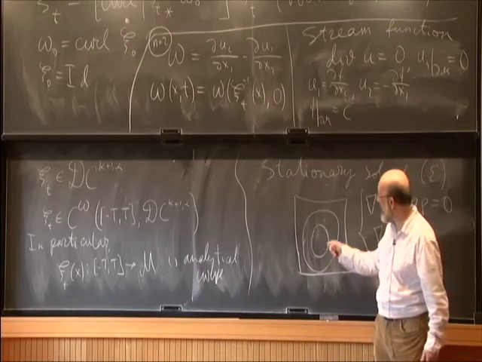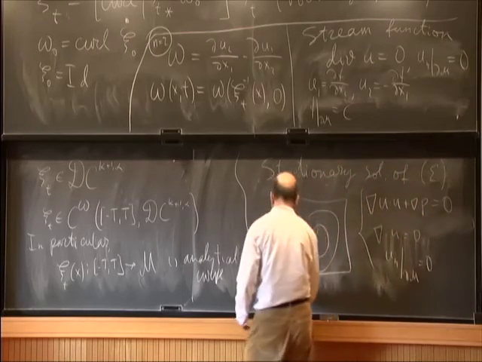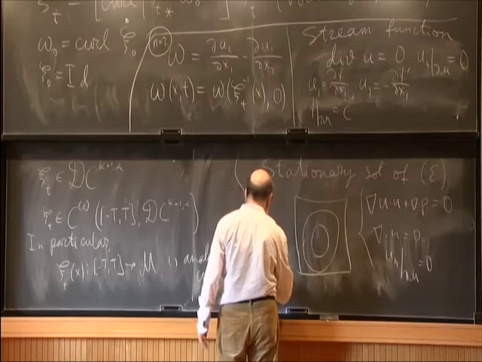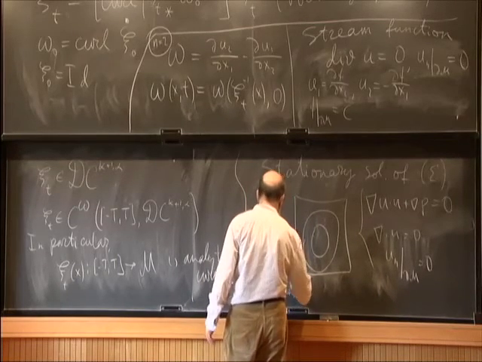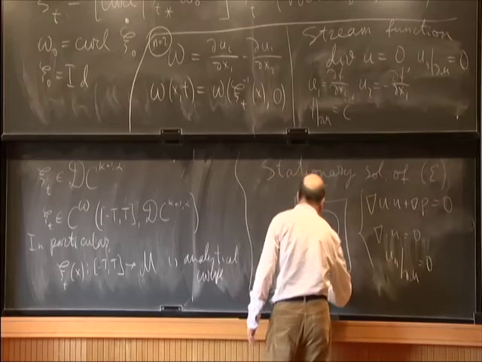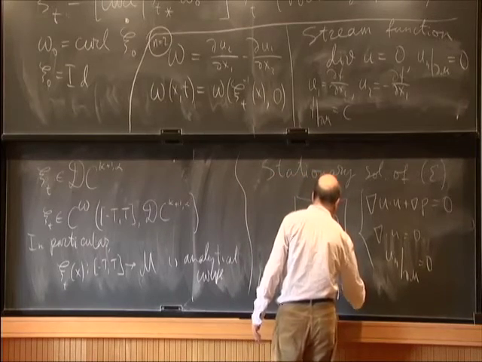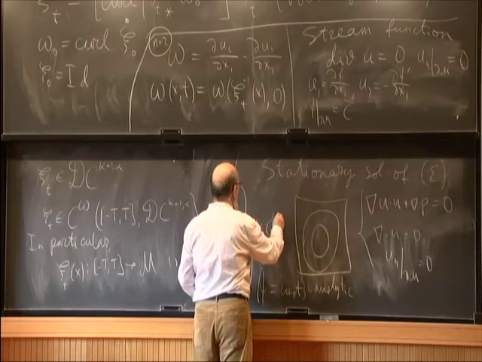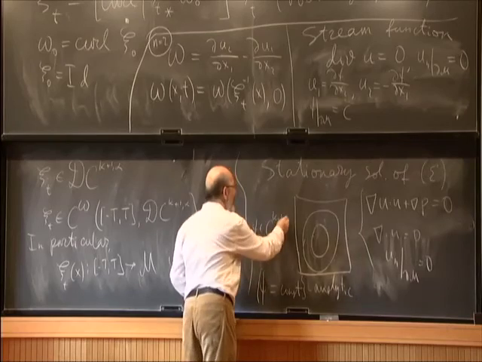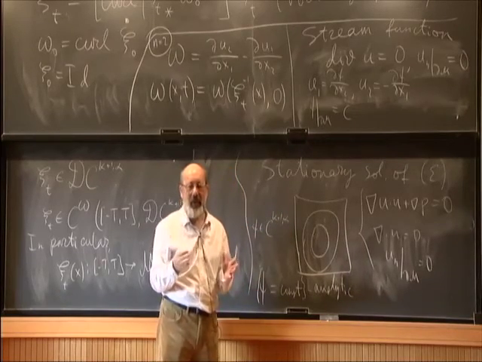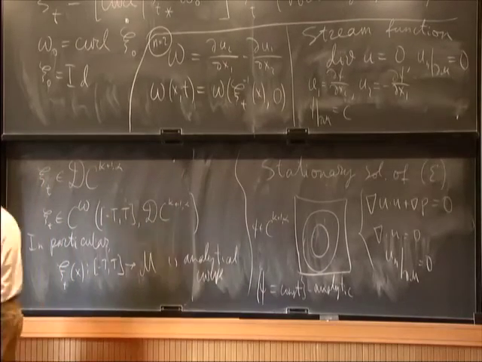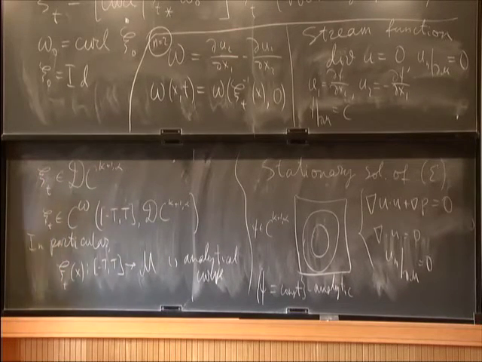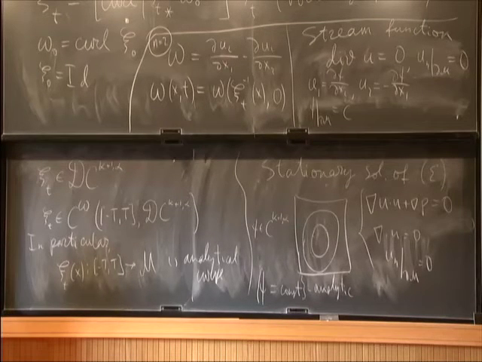So if we consider the corresponding stream function, psi is constant, is analytic along the flow lines, while psi is only C^{k+1,α}. So we have a strange class of functions which did not appear in analysis, or appear very rarely, which here are relevant.